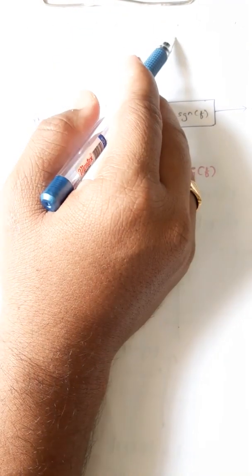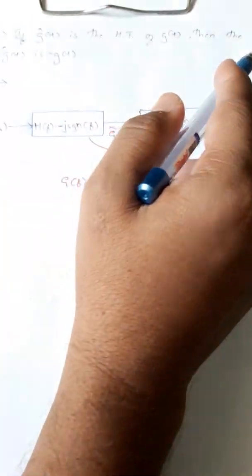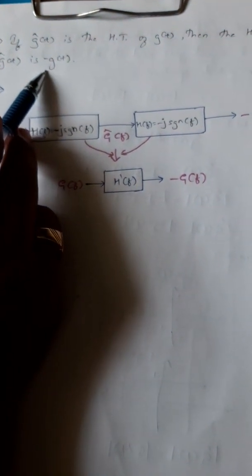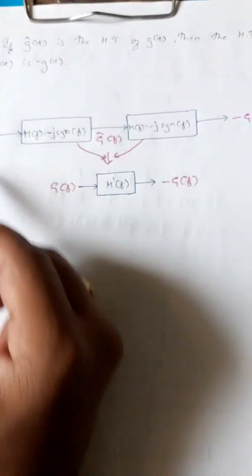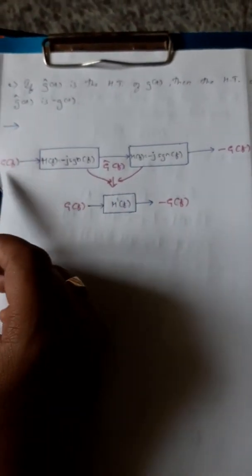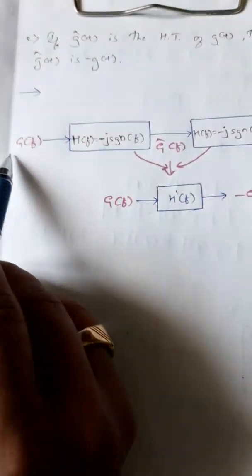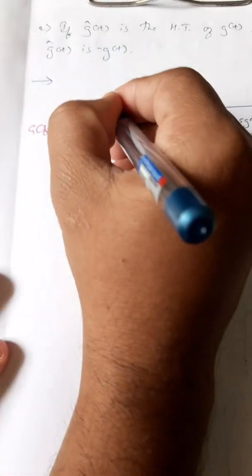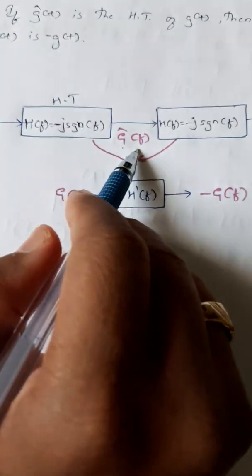So g of t is there. If I apply one Hilbert transform, I am going to get g cap of t. If I apply another Hilbert transform, we have to find out whether it is minus g of t or not. For that, I'll use this figure, already drawn. I'm going to go into the frequency domain, so instead of g of t, I have taken g of f. I am passing it to one Hilbert transform system, and I'll get g cap of f.